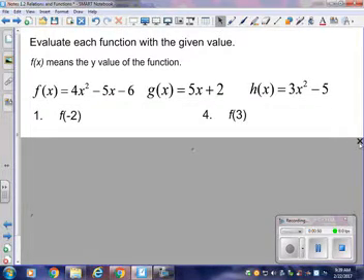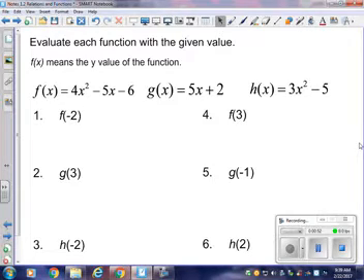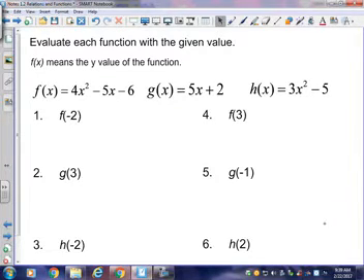Okay, let me just take off this slide thing. So let's start with number 1. In this problem, it says f of negative 2. Now again, one of the things you have to be so careful about when you're doing this math is to make sure that you put parentheses, especially around negatives, so that the math gets done correctly.